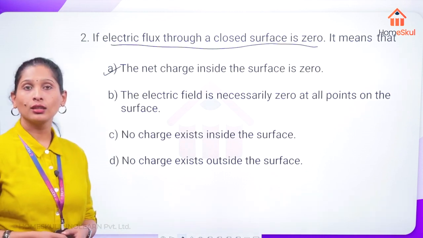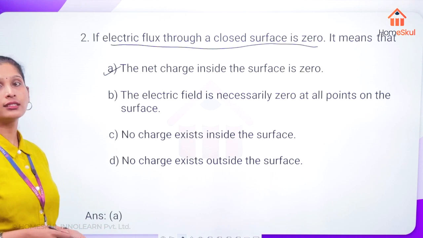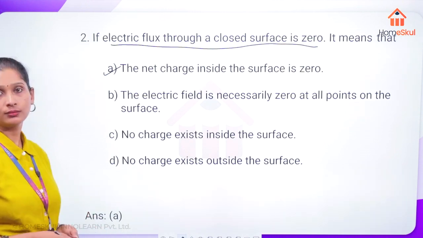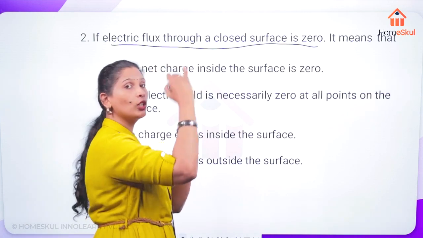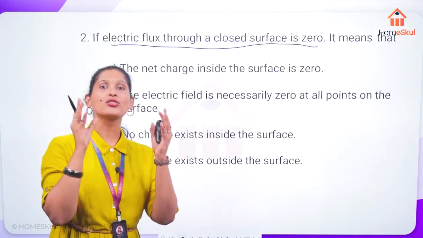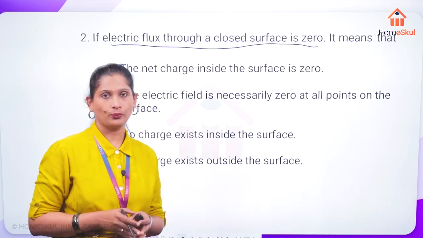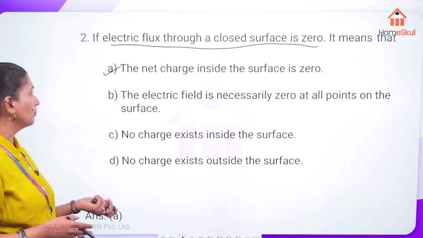Anyways, with the responses I've got, I'll tell you, yes, that is the correct option. When we say that electric flux through a closed surface is 0, we mean that the net charge inside the surface is 0. That's how we analyze the statement.